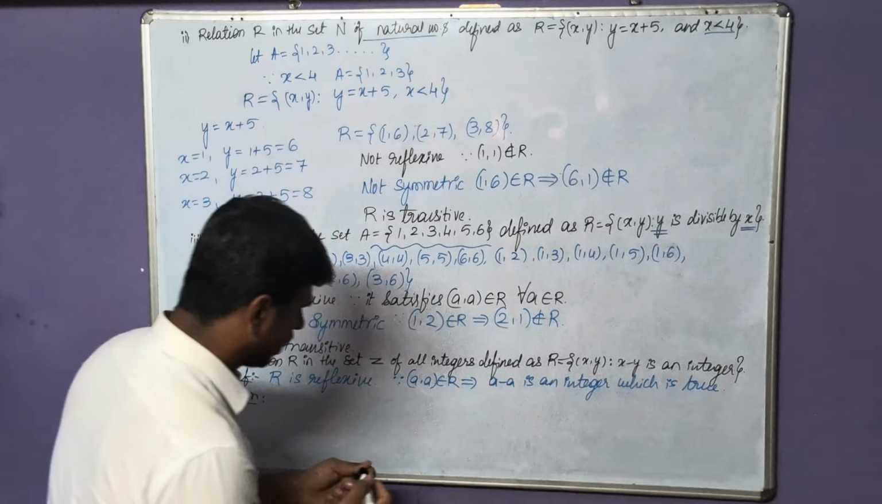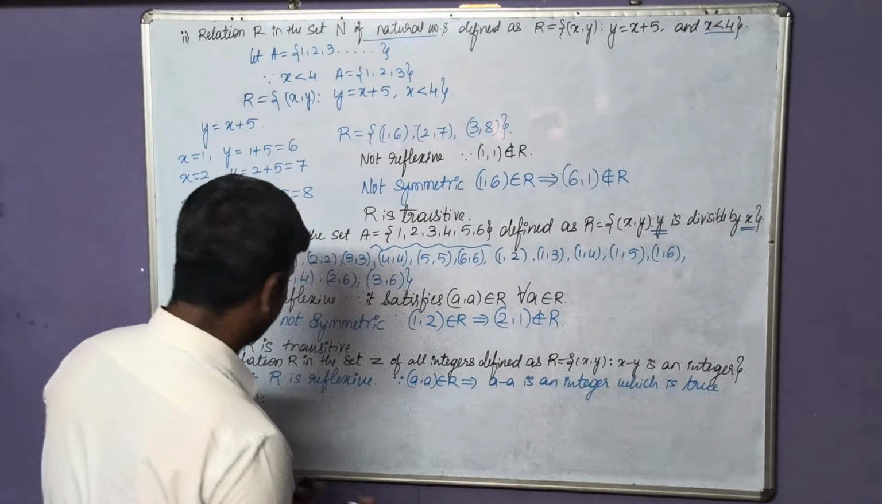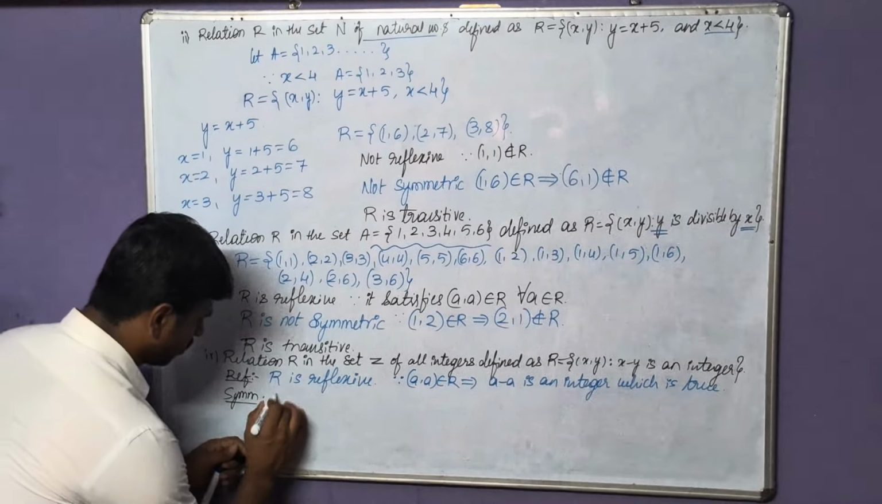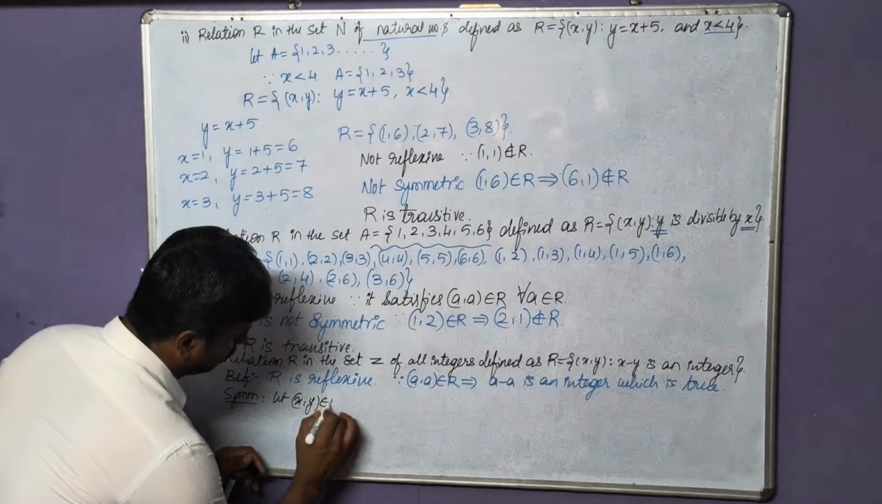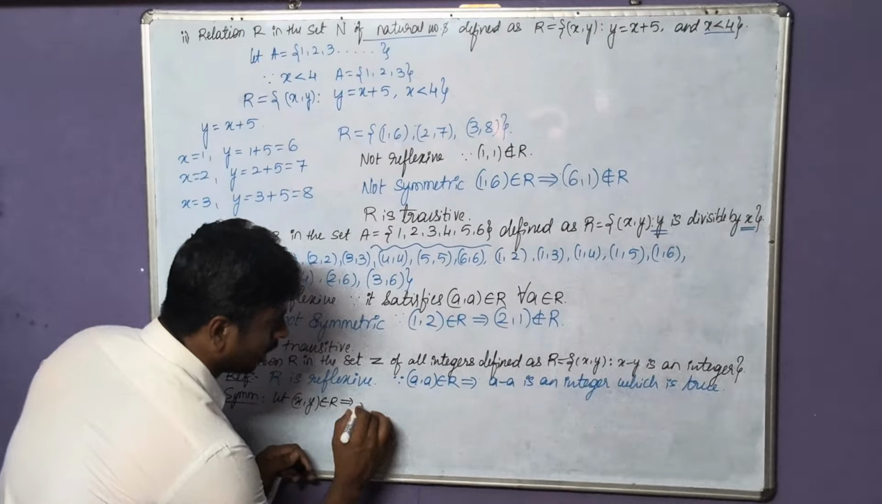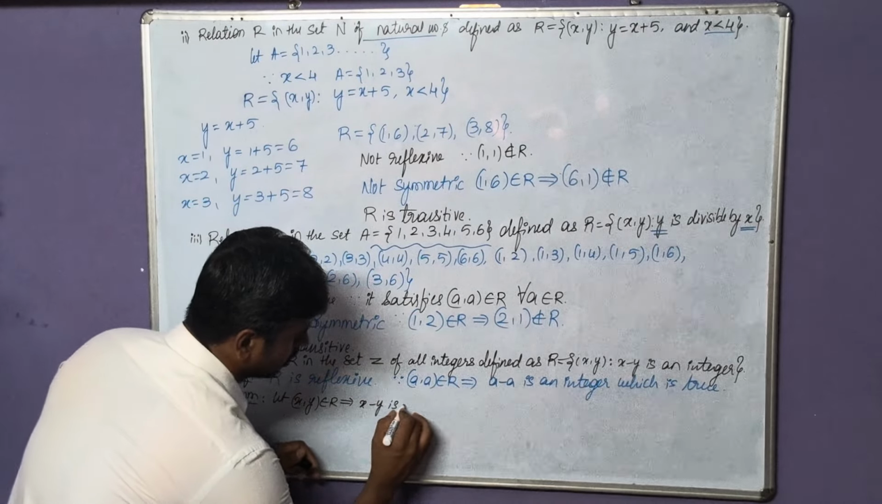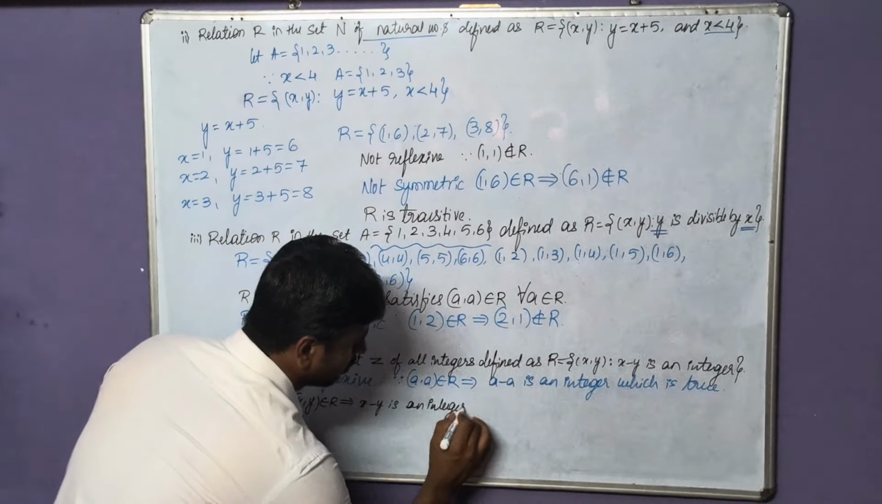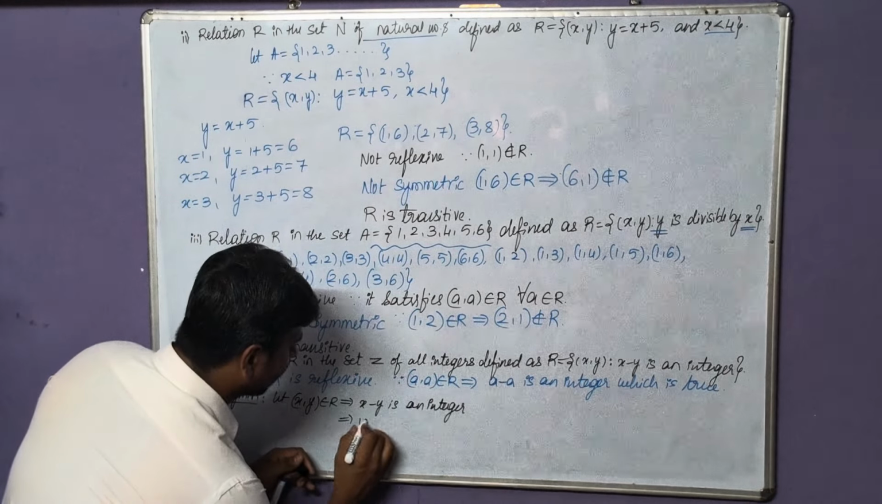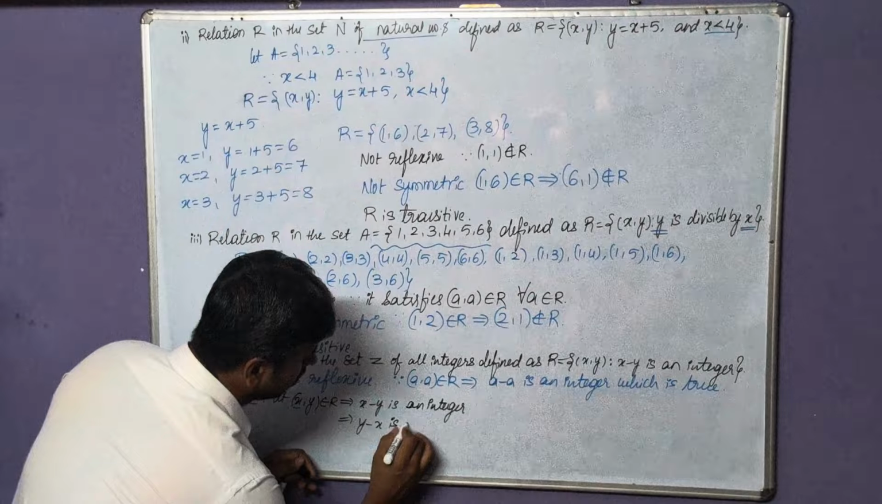Now, in general I am trying to prove this, because the set has an infinite number of elements. Let x comma y belong to R. What does it mean? It means that x minus y is an integer. If x minus y is an integer, then obviously the value of y minus x is also an integer.